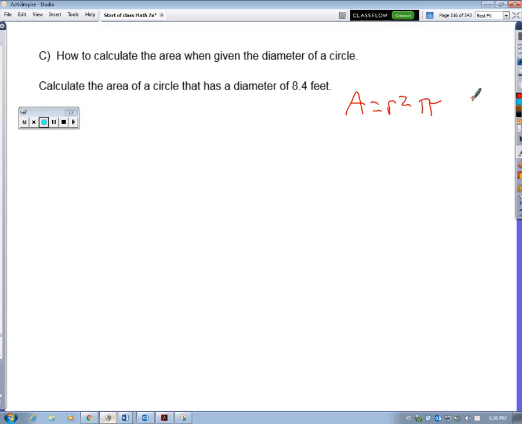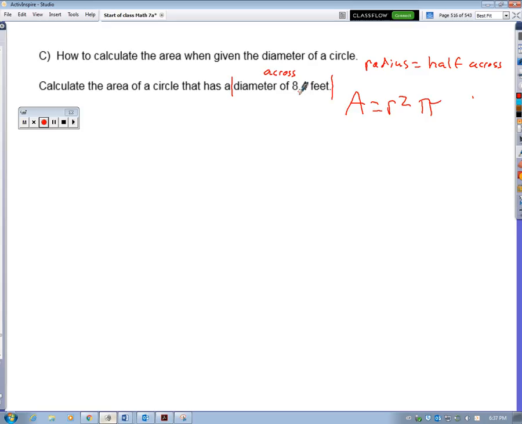In this problem we're given the diameter, but what we need to work out the area of the circle is the radius. So remember our discussion here. The diameter is all the way across the circle. This is across, and our radius is halfway across. Diameter all the way across, radius is halfway across.